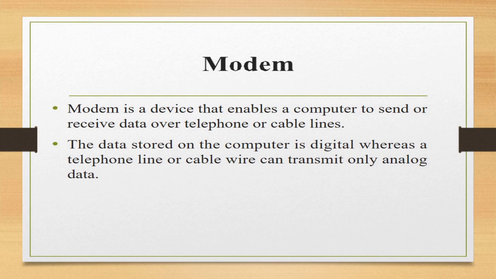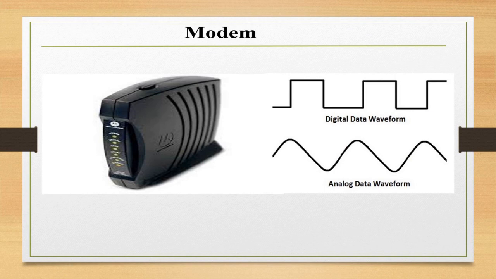Modem is a device that enables a computer to send or receive data over telephone or cable lines. The data stored on the computer is digital, whereas a telephone line or cable wire can transmit only analog data. The main function of the modem is to convert digital signal into analog and vice versa.